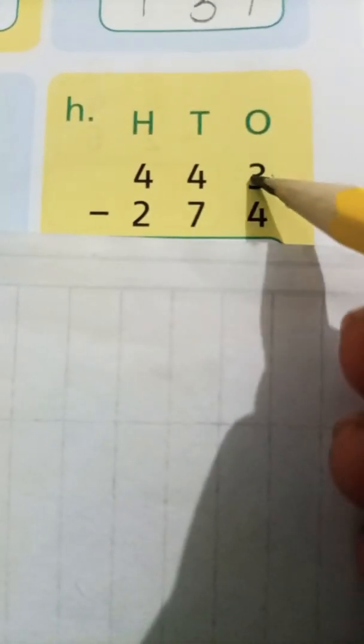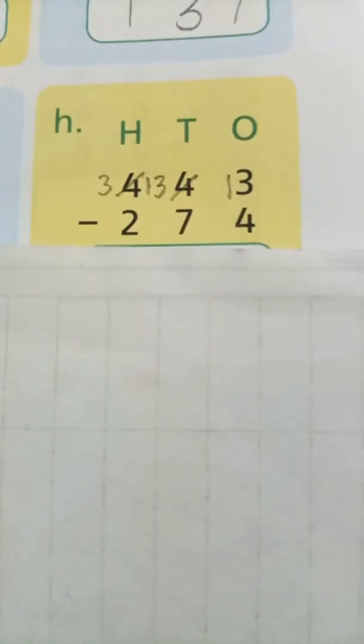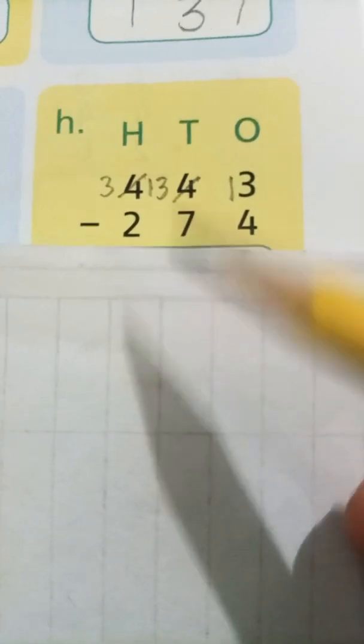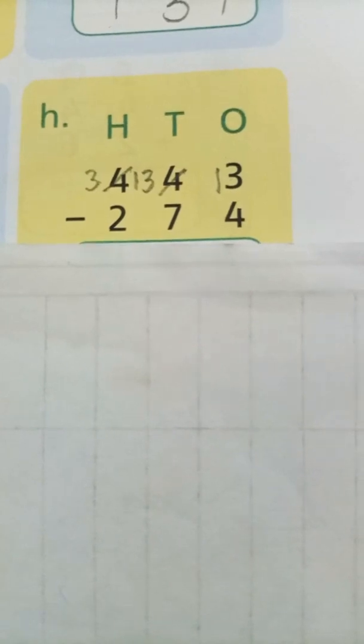Next is part H. Look students, start from the ones column. 4 can't be subtracted from 3, so by taking carry, remaining with 3 and making it 13. 13 minus 4, and our answer is 9 here. Subtraction of 7 from 3, not possible, so by taking carry, making it 13 again. Subtraction of 7 from 13, and my answer is 6 here. Subtraction of 2 from 3, answer is 1. So easy. We have solved each part. Look, we have solved it.